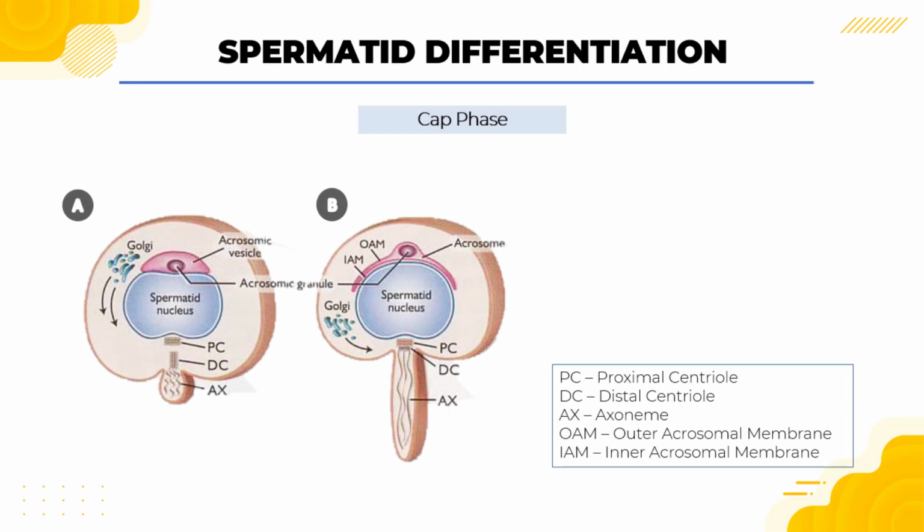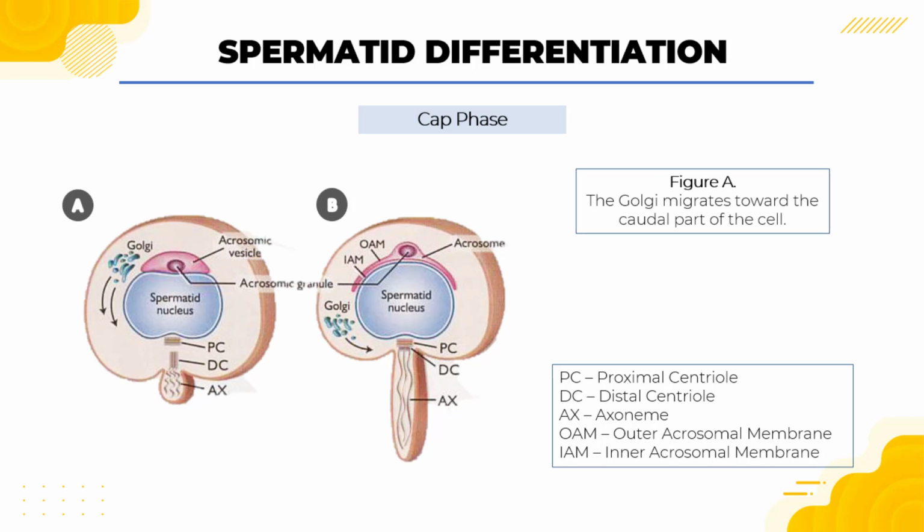During the cup phase, the acrosomic vesicle spreads over the nucleus. Figure A depicts that the Golgi migrates towards the caudal part of the cell.